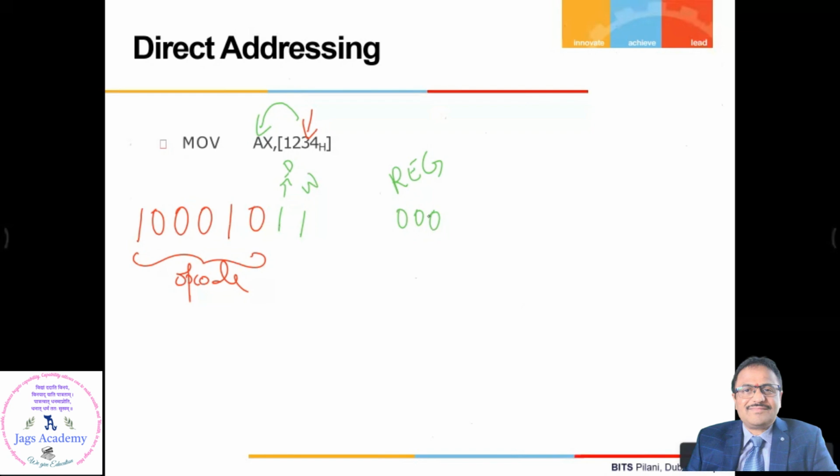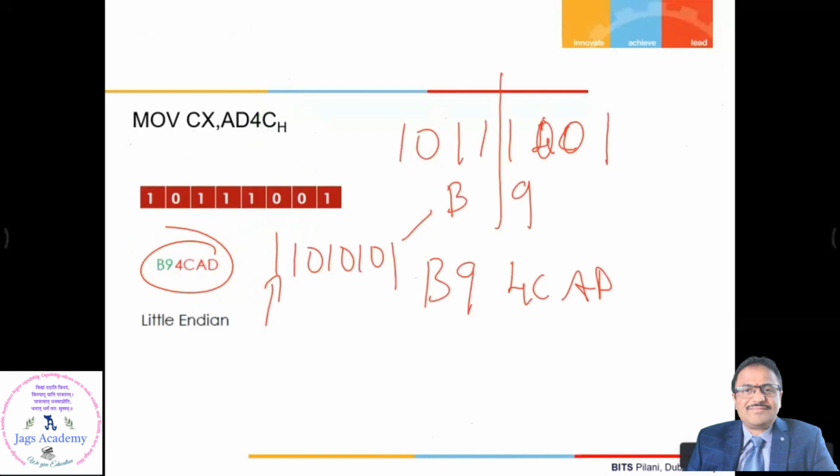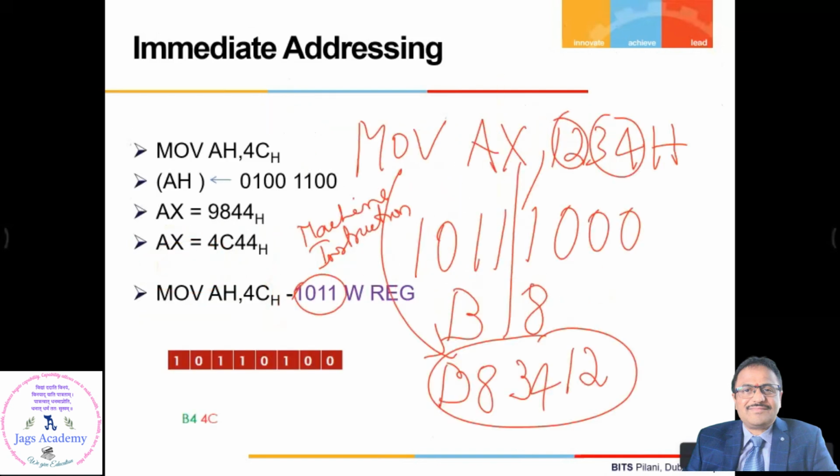What is left is R by M and, sorry, here you have the mode bit. And here you have R by M. Okay, now for this we have to refer to the table. I will go back to the table. I will tell you how to refer to the table.